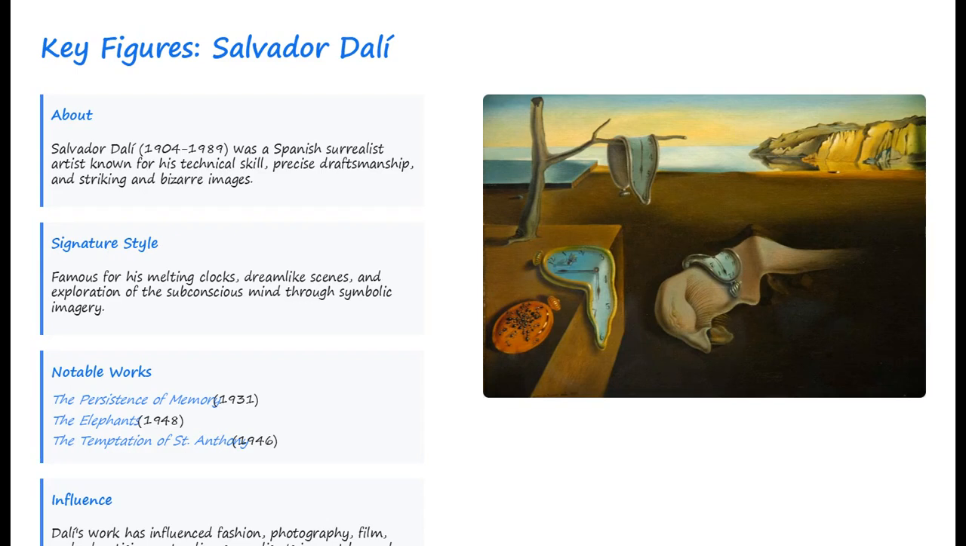His signature style featured melting clocks, dreamlike scenes, and deep exploration of the subconscious mind through powerful symbolic imagery. Among his most notable works are The Persistence of Memory from 1931, The Elephants from 1948, and The Temptation of St. Anthony from 1946. Dalí's influence extended far beyond fine art, impacting fashion, photography, film, and advertising, thereby expanding Surrealism's reach into popular culture and everyday life.